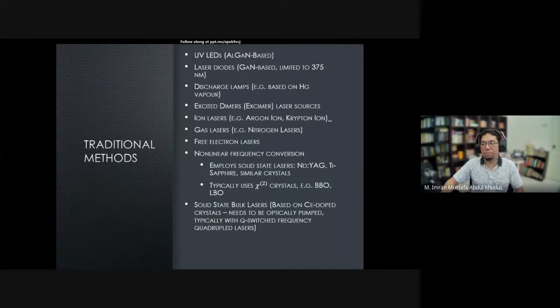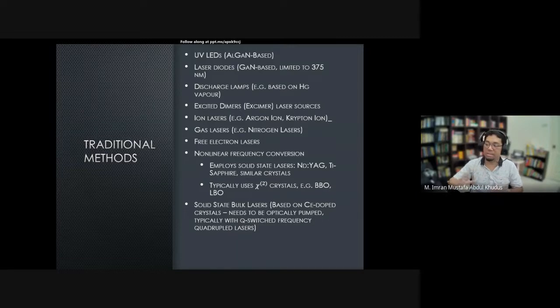These are the traditional methods that we've used for light generation. UV LEDs, argon based typically. Laser diodes, gallium nitride based laser diodes typically are limited to 375, and that's because of their band gap, potentially. And then we have discharge lamps, for instance, mercury vapor. For sanitation purposes, the most widely applied systems are discharge lamps, typically high pressure or low pressure mercury lamps, which are pulled into a certain configuration, then used to sanitize stuff. We have excited dimers, excimer laser sources.